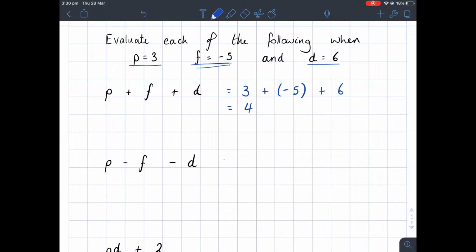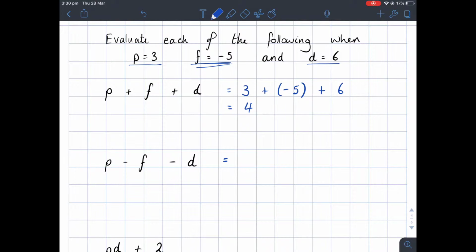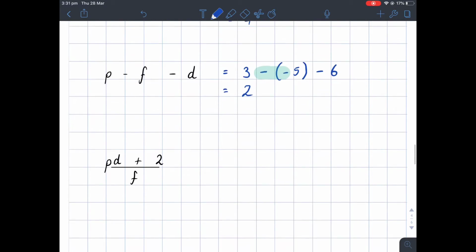Now, similar expression with the next one. The difference is we've got a negative, and this is where the brackets become really important. So we're going to start off again with p is equal to 3 minus, now f is -5. So again, I'm going to put that in brackets. And then minus d, so minus 6. And again, when we evaluate this now, we've got 3. We're taking away a negative number. So what happens here is when we subtract away a negative number, it's actually the same as adding it. So 3 plus 5 is 8, minus 6 is 2. So p minus f minus d equals 2.